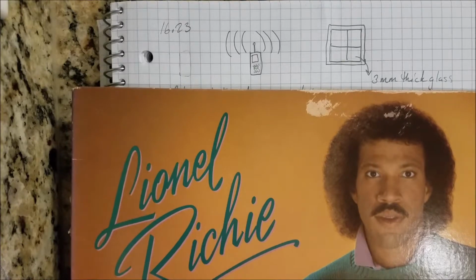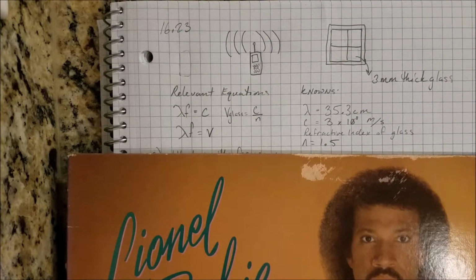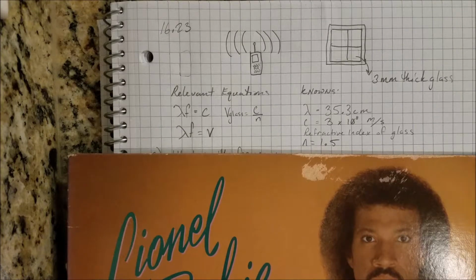to your room. So the relevant equations that we're going to use for this problem: lambda times frequency equals the speed of light. Lambda times frequency equals velocity. If you remember that, we did a lab using the computer one Tuesday a while ago. Also, we're going to use that the velocity of the wave through the glass is going to be the ratio of the speed of light to the n value, which is your refractive index of glass.